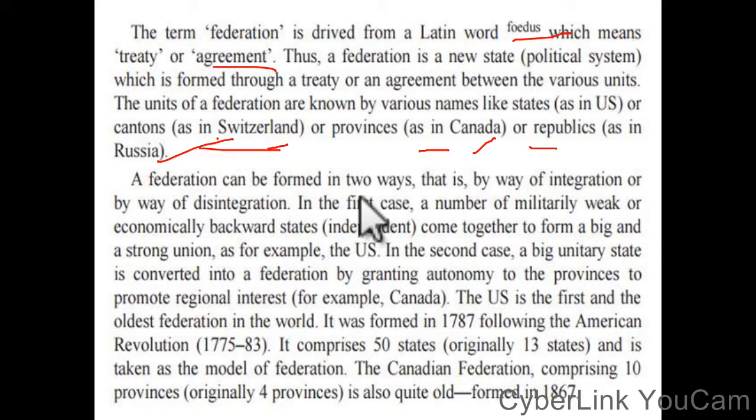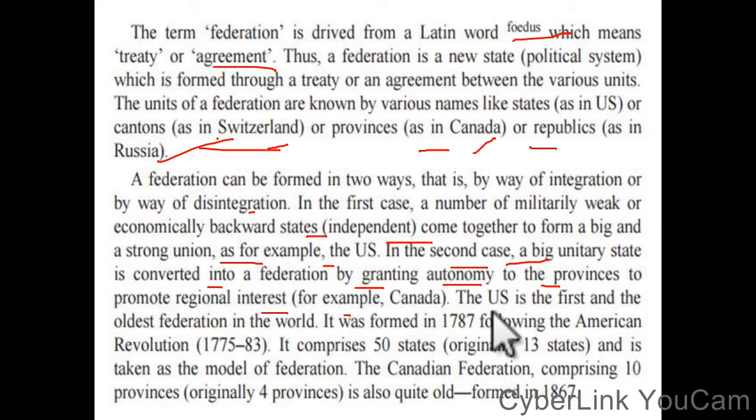A federation can be formed in two ways, by integration or by disintegration. In the first case, a number of militarily weak or economically backward independent states come together to form a big and strong union, for example, the United States. In the second case, a big unitary state is converted into a federation by granting autonomy to the provinces to promote regional interests, for example, Canada.